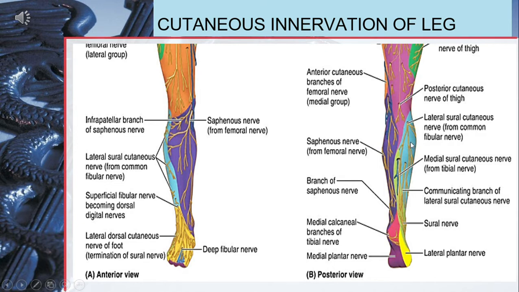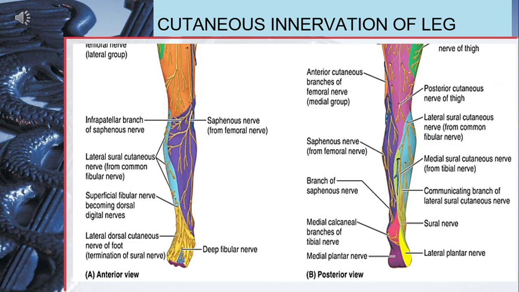Laterally, we can see the lateral sural cutaneous nerve arising from the common fibular nerve and the medial sural cutaneous nerve arising from the tibial nerve, supplying the posterior aspect of the leg. These two are connected to each other, and this forms the sural nerve. The sural nerve is going to supply the lateral border of the foot along with the posterolateral part of the leg.